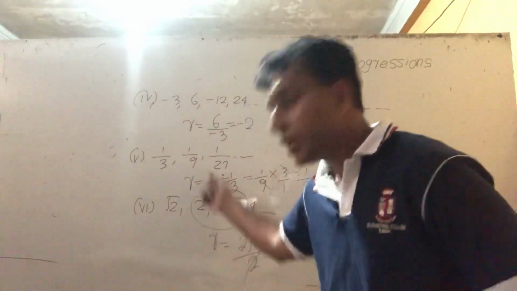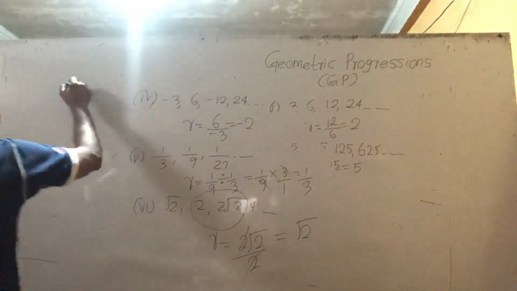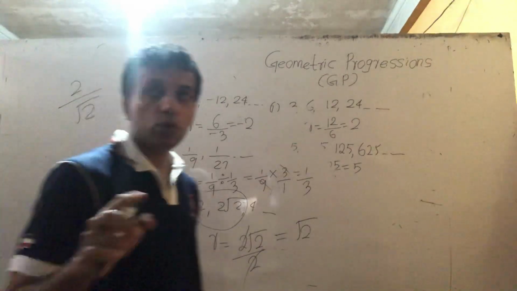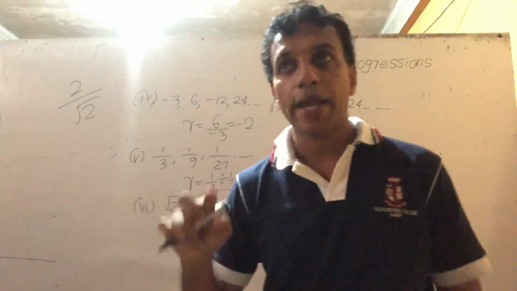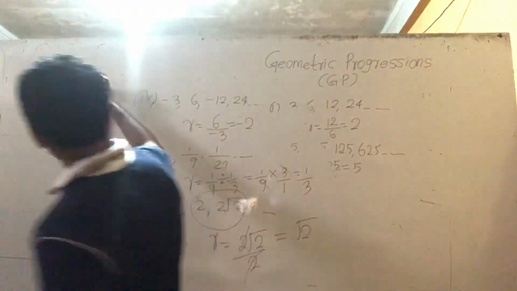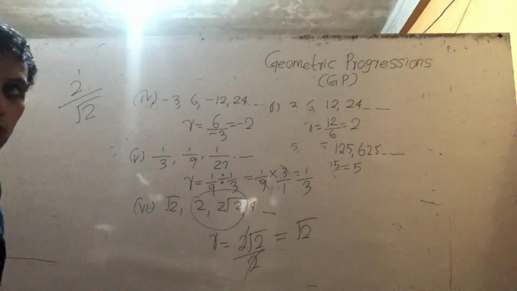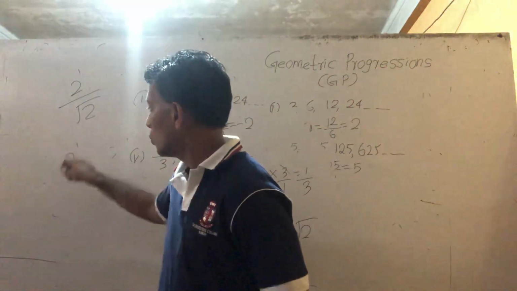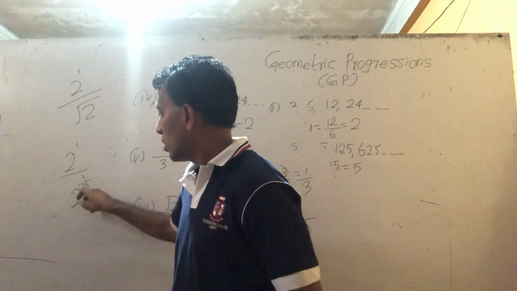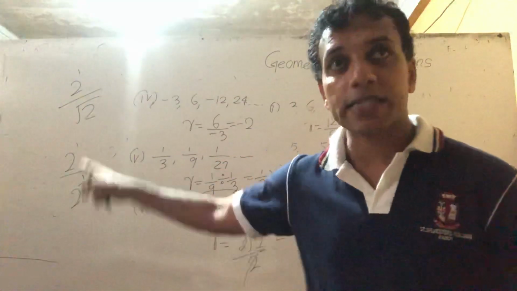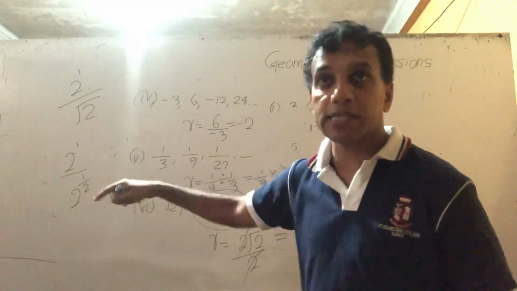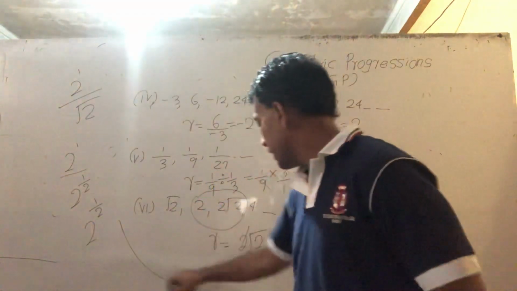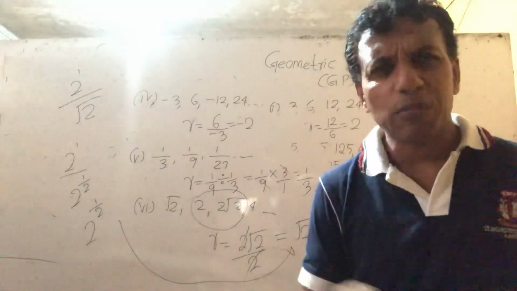Or 2 divided by root 2. So if you know the indices rules, the bases are the same, when dividing, subtract the power. Here the power is 1. What is square root 2? That is 2 to the power half. 2 to the power 1 divided by 2 to the power half, bases are the same, subtract the powers, 1 minus half is half. So the answer is 2 to the power half, or otherwise square root 2. So any mode you can use.